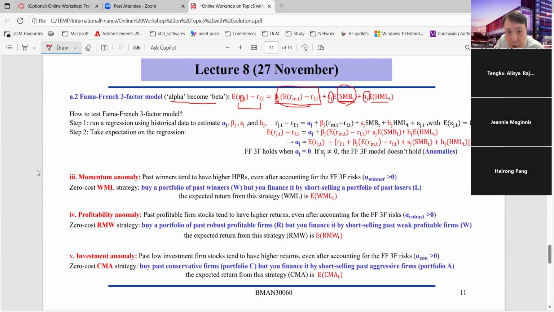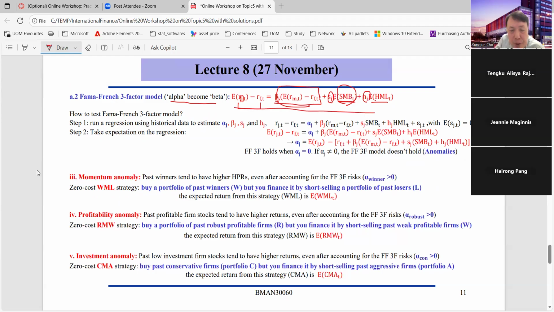H is a sensitivity, just like beta. So S and H are like a beta: the covariance between each asset's return and the factor return. It's the market excess return, or the SMB return, or in this case, the HML return. So this is the Fama-French three-factor model.